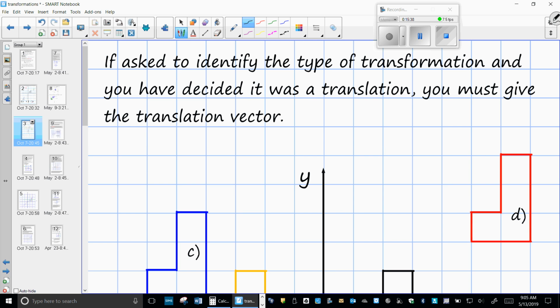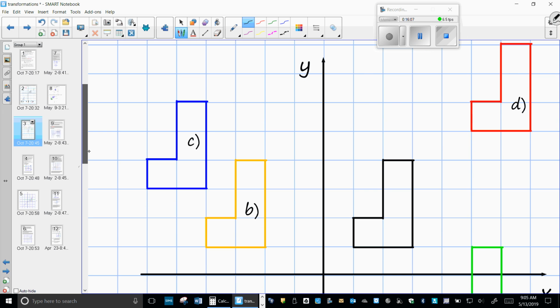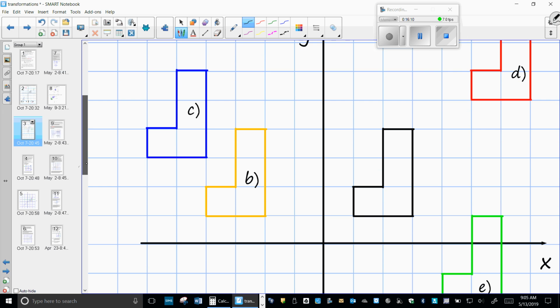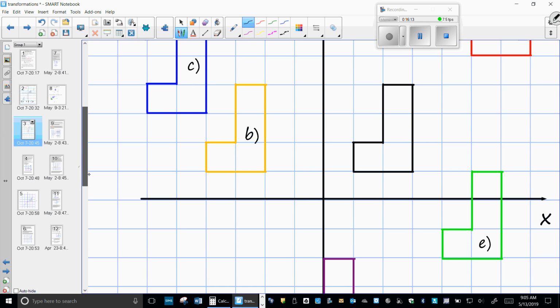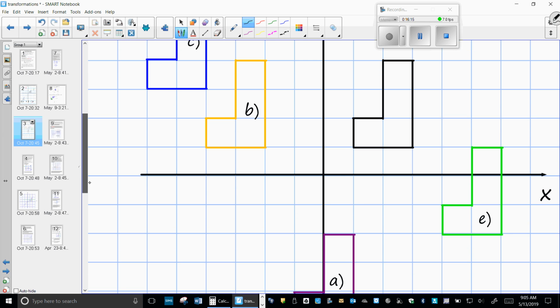Now, the second page shows, well, we have our original one, so it's the black L shape, and then we've got several different coloured L shapes after it. So sometimes we're asked to describe those translations. So we have to say, how has one shape moved? Your black one is your starting position for all of these. Let's do the first one together. So let's do A together. Can you all find shape A? It's that purple one.